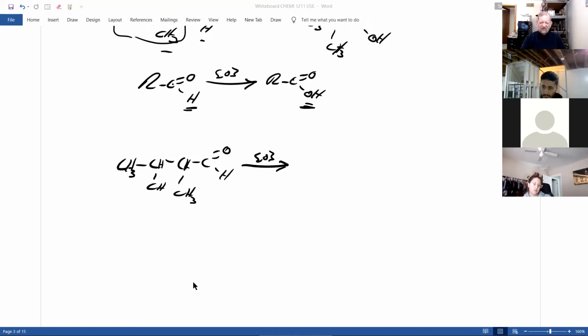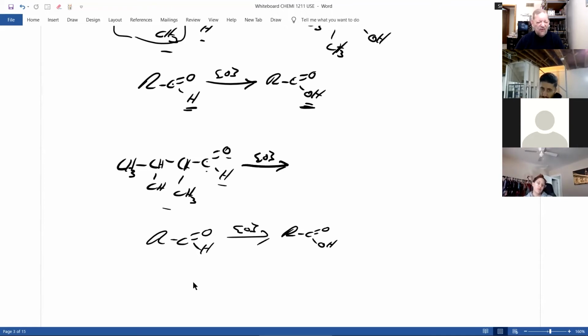All right, let's get going. What's different here? What's not carbon? Oxygen double bond to carbon, a carbonyl with a hydrogen on the carbon: an aldehyde. When I oxidize it, what do I get? A carboxylic acid.